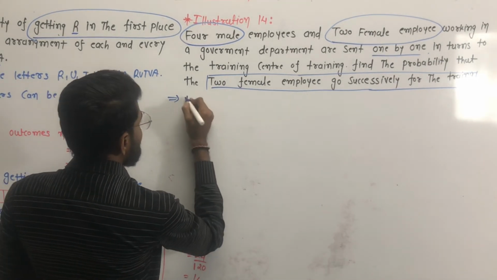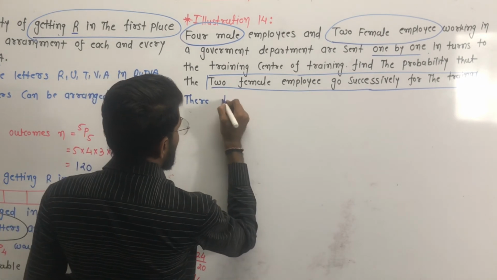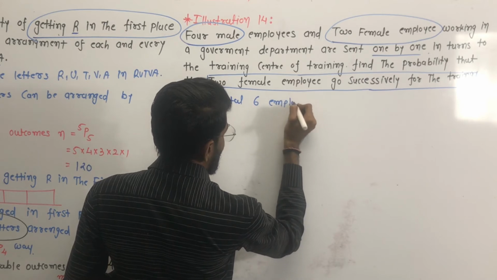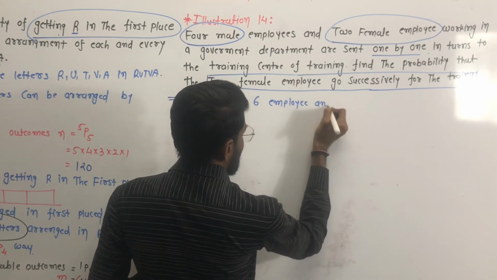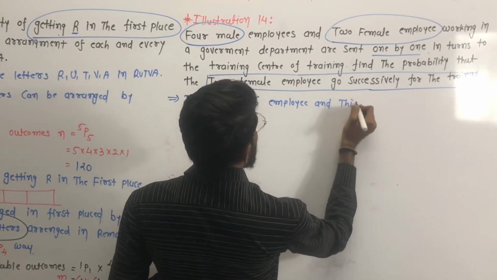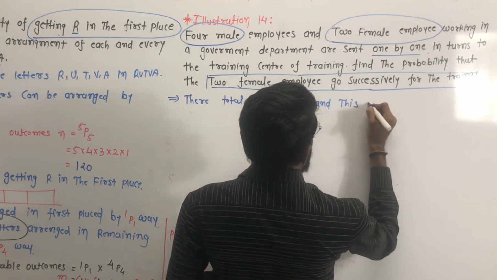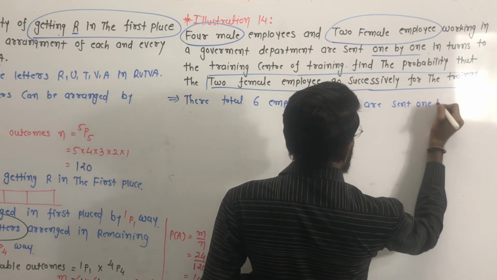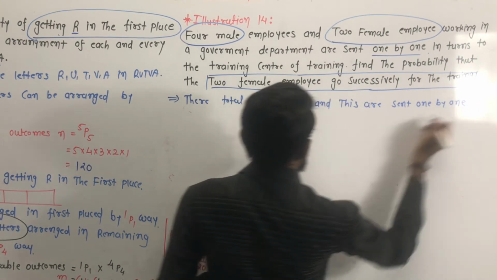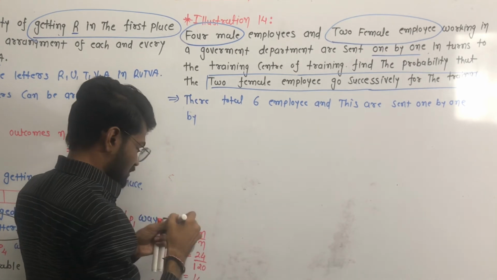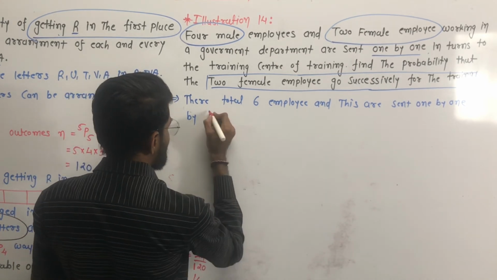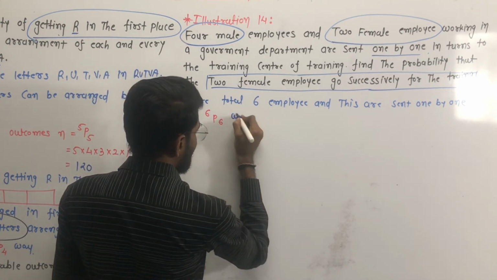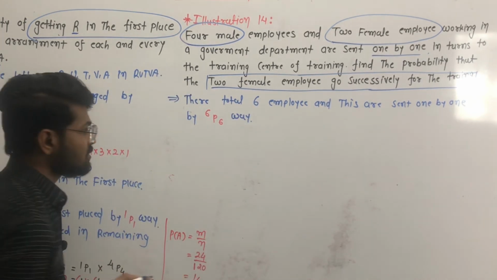There are a total of 6 employees and these are sent one by one by 6P6 ways. Clear? So we can find the total number of possible outcomes.